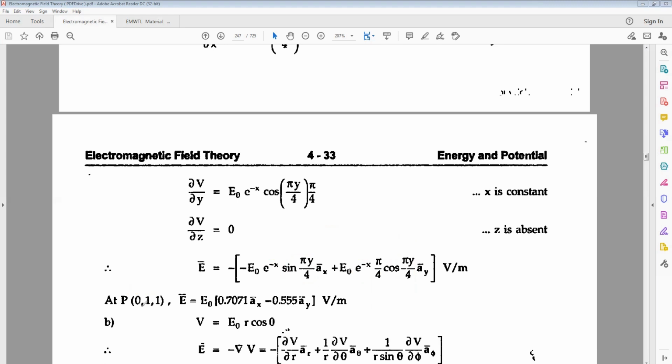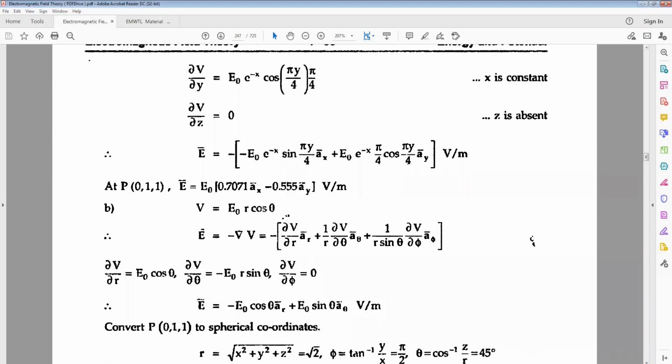Okay. For the next part, B, the given V is equal to E naught R cos theta in the spherical coordinate system. The first one was in Cartesian coordinates, and now it is the spherical coordinate system. What is the formula here? The gradient is dou V by dou r into AR bar, plus 1 by r into dou V by dou theta into A theta bar, and the third term is 1 by r sine theta dou V by dou phi into A phi bar.